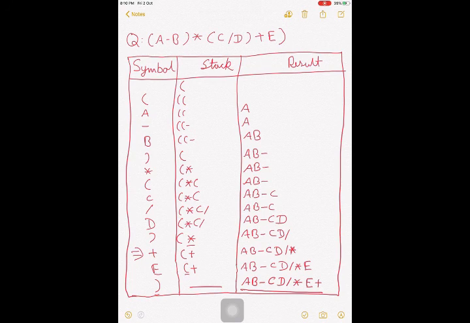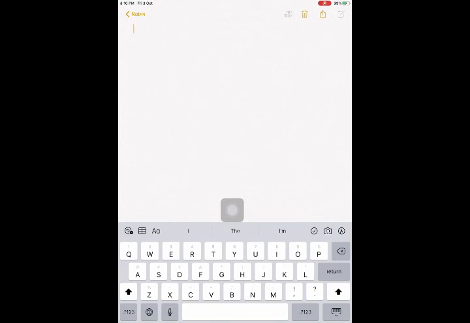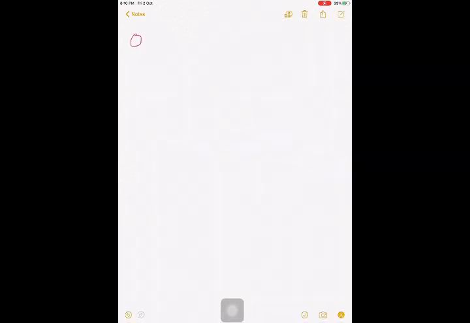Let us take another example. The next question we have is: A plus B to the power D upon E minus F plus G. So this is the question and you have to convert it into postfix.